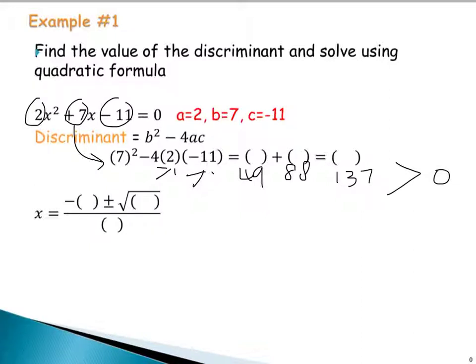Which is positive, right? But this number should go where? Inside the radical. So your solution will be negative b, which is negative 7, plus minus the square root of 137 all over 2 times a, which is 4. So even though it is a positive number, it is not a perfect square, so you will get two irrational solutions.